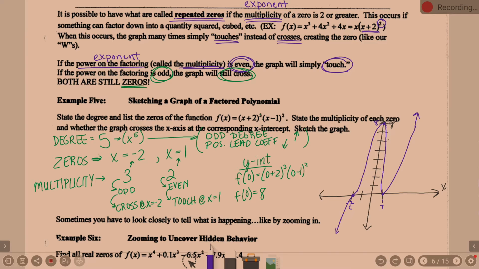Okay, I forgot how long that problem takes. Otherwise, my vision was we'd be getting done with the notes. I've got 2 more problems to talk about, don't I? Example 6, zooming to uncover hidden behavior. That is finding all of your zeros graphically, so that's using the calculator, and it's about how you might have to zoom to figure them out. Example 7, writing a function given your zeros. We did that in Algebra 2, so it'll just have to come back to you.